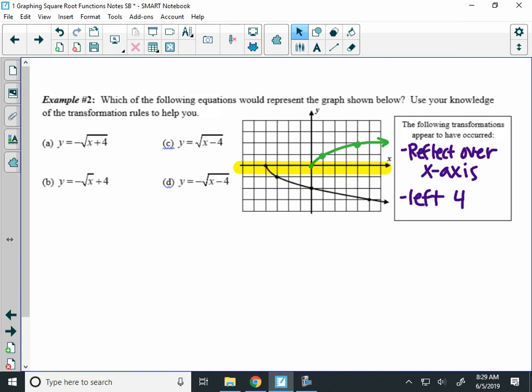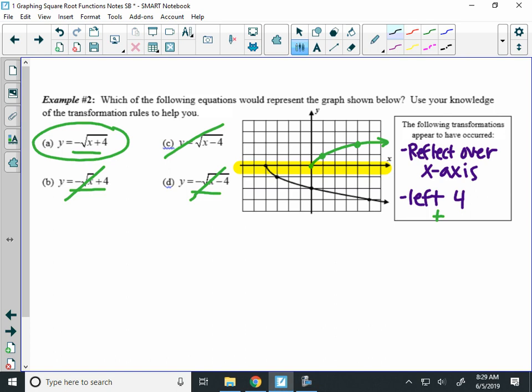So remember, reflecting over the x-axis, that first transformation, is a negative out in front of the entire equation. So that means I can eliminate C. The rest of these at least all have a negative in front. If I go to the left, that means that we're going to have a plus sign, the opposite of what you think, inside the radical. So B, the plus is outside, that means you went up. D is moving to the right, so A has to be our correct answer.